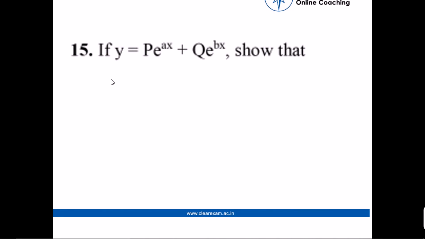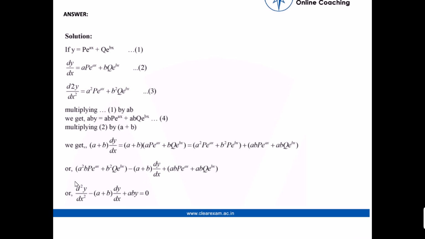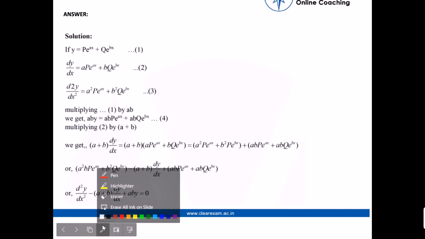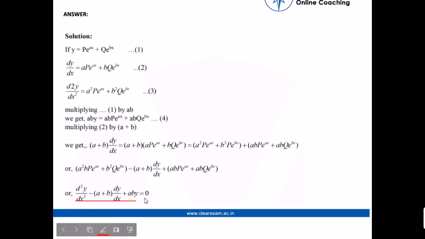Our 15th question is, if y equals p e^(ax) plus q e^(bx), then show that d²y/dx² minus (a plus b) dy/dx plus ab y is equal to 0. So to solve that, we will get into the answer.